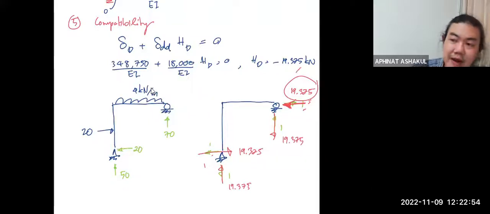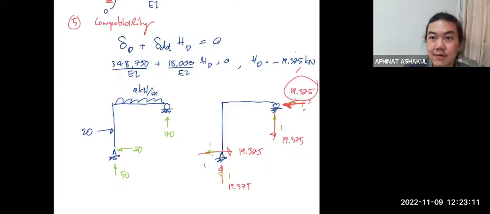Because you solve it, now you know. If everything was 1, these are all your reactions, right? If everything was 1. So now if HD was 19.375, you can multiply everything without ever having to calculate it again, right? Do you believe in elastic? And if you believe in superposition, you can add them up.